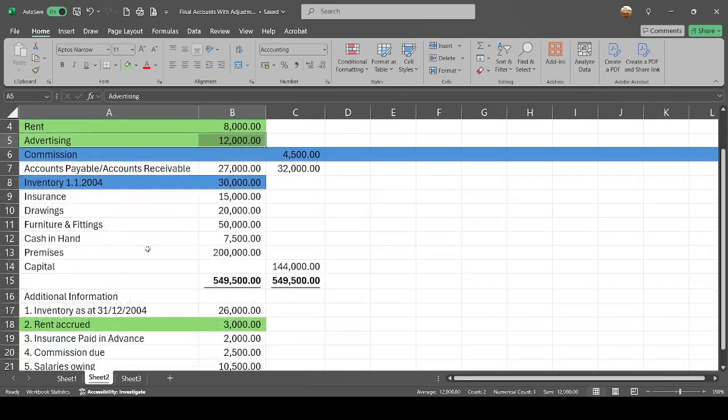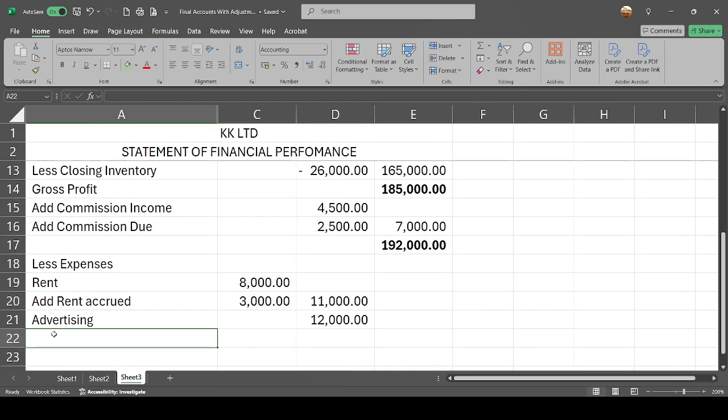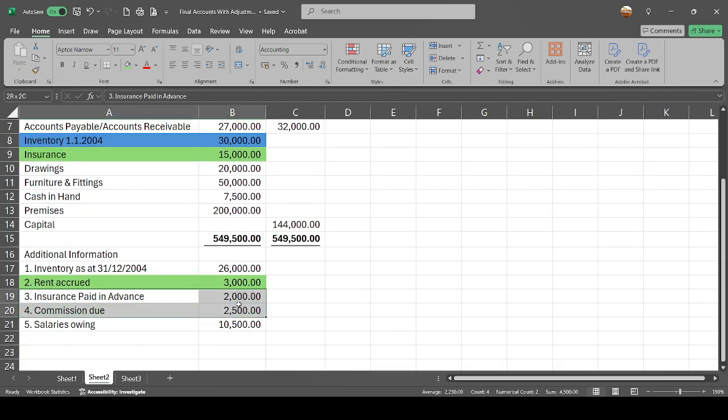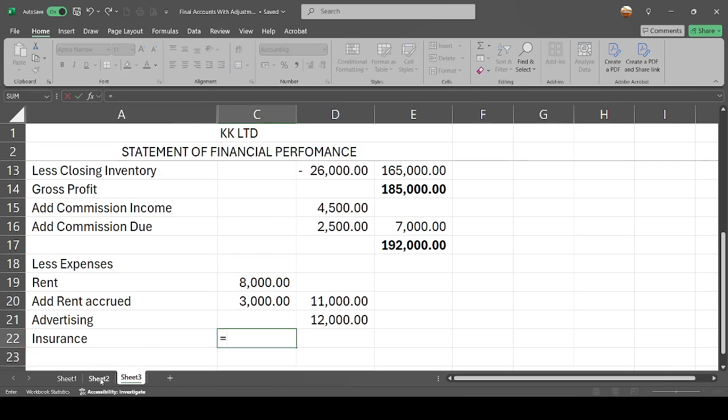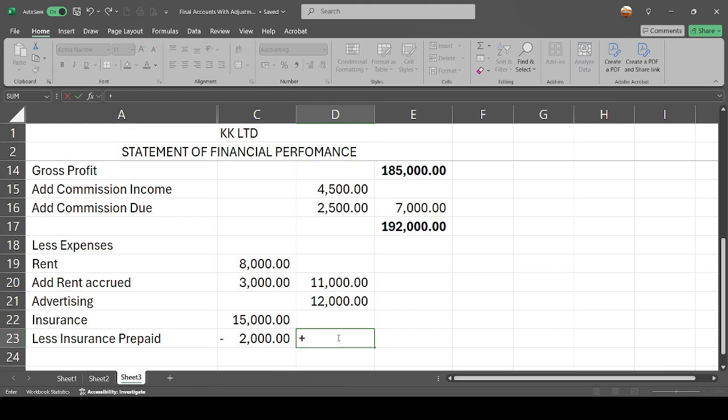Then our next expense on our trial balance is insurance of 15,000. So I come in and I say insurance, and let me just check if there's any additional information. There's an insurance paid in advance of 2,000. So there's an adjustment I need to make. Our insurance from the trial balance is 15,000. Then we subtract, less insurance prepaid. It is paid in advance, prepaid, and our figure there is 2,000. So our total insurance will be 13,000. It will be 15,000 minus that 2,000.